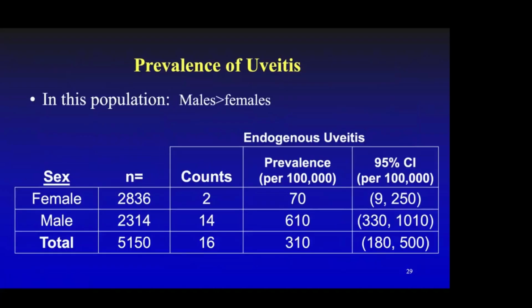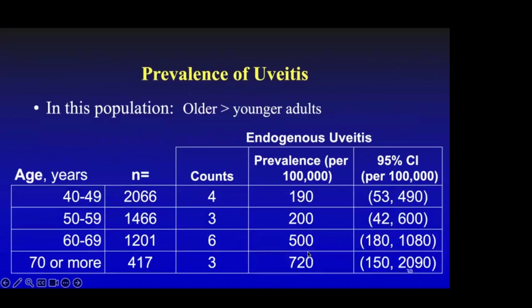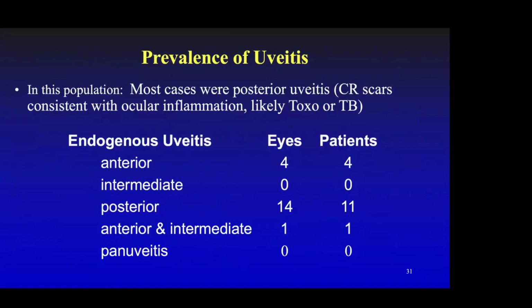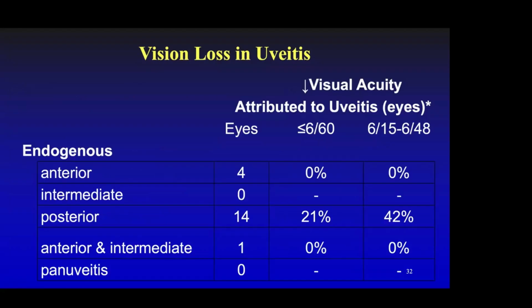It was actually more common in males, which is not the typical observation in this population. So that probably was by chance, although it looks like we have a statistically significant difference here. And it tended to be more with age, which you have seen in some of the larger scale or Western studies that have been done, like from Kaiser. And most of them were posterior uveitis cases in this area. So probably these were toxoplasmosis or tuberculosis cases, although it wasn't clear from the limited contact with the patients. And in terms of the ones that had reduced visual acuity, it was almost all with the posterior cases.